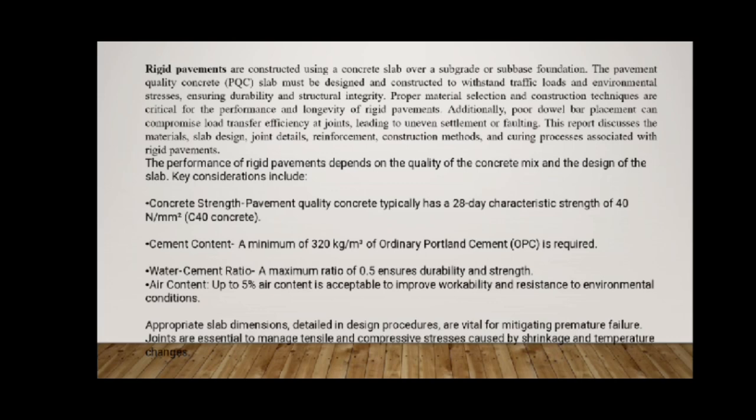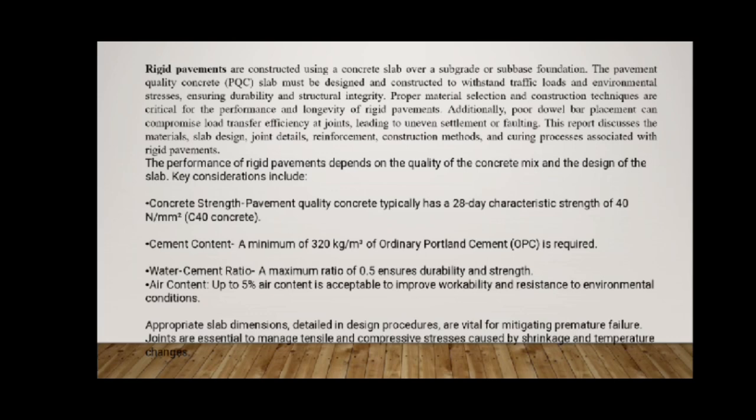Okay. Next is water cement ratio, no. A maximum ratio of 0.5 ensures durability and strength, no. Sa water cement ratio naman, ang maximum na kailangan is 0.5, no. Hindi pwedeng babawas sa 0.5 yung ratio ng water cement. Kasi pag bumaba pa siya sa 0.5, is possible na bababa yung durability and strength ng concrete when it comes in cement mixture.